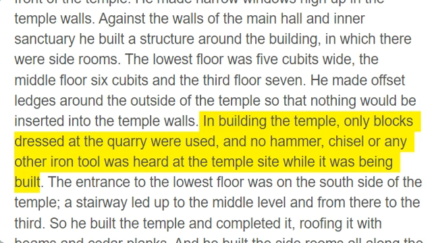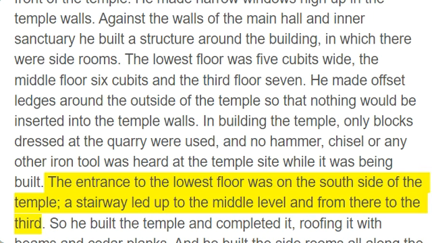In building the temple, only blocks dressed at the quarry were used, and no hammer, chisel or any other iron tool was heard at the temple site while it was being built. The entrance to the lowest floor was on the south side of the temple; a stairway led up to the middle level and from there to the third.